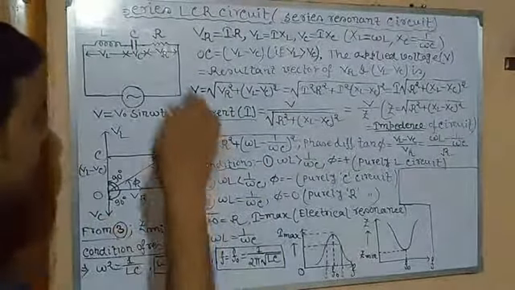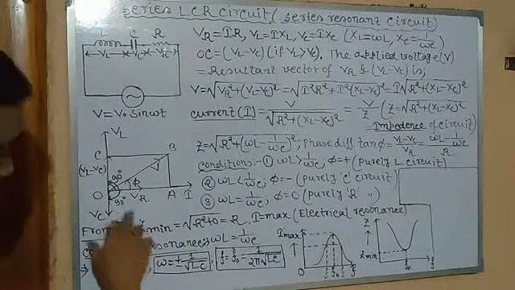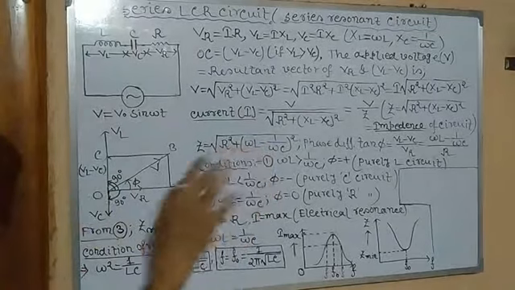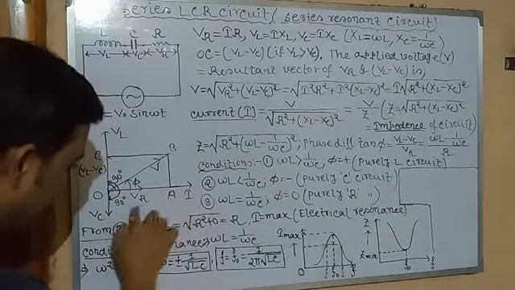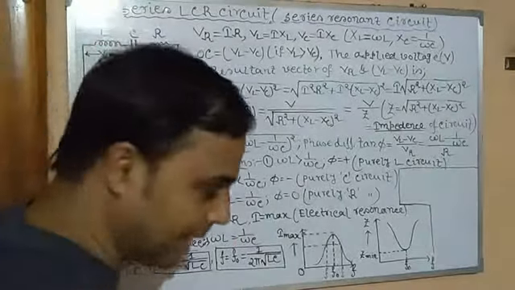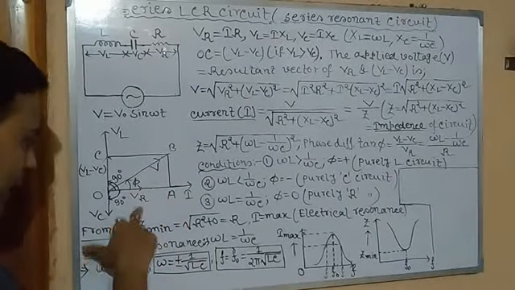So since in a pure resistive circuit voltage and current are in the same phase, they are indicated through a straight line. You can see, since they are in the same phase, there is no phase difference between them. So both VR and I lie on the same line.